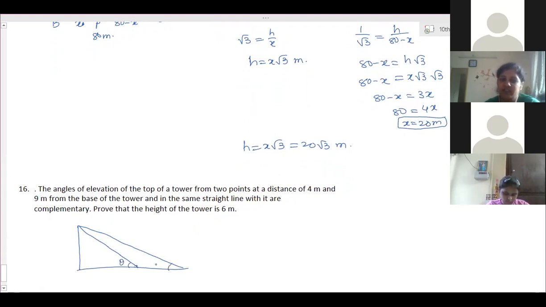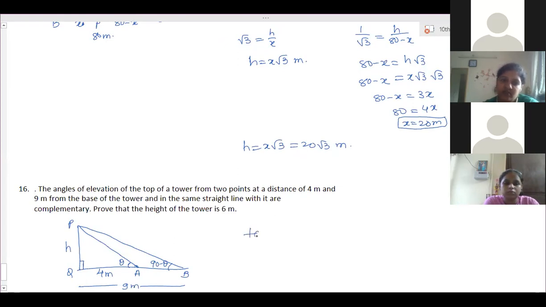So if one angle is theta, then the second angle will be, this is point A, this is point B, and PQ is a tower. So A is at a distance of 4 meters and B is at a distance of 9 meters from Q, the base of the tower. The angles of elevation are complementary. So if this angle is theta, then angle B will be 90 minus theta. Now use triangle PQA. The height of the tower we consider as H.